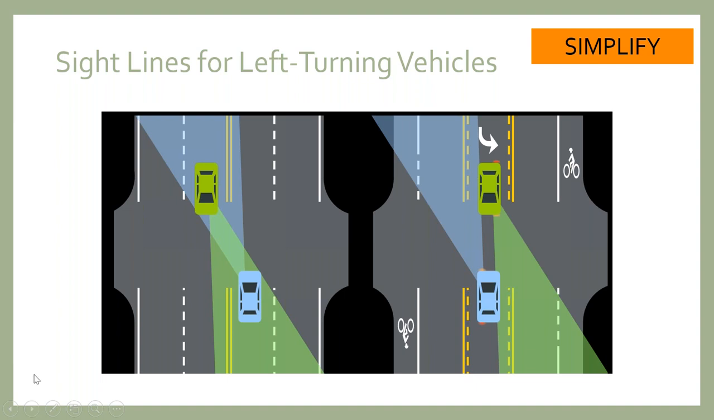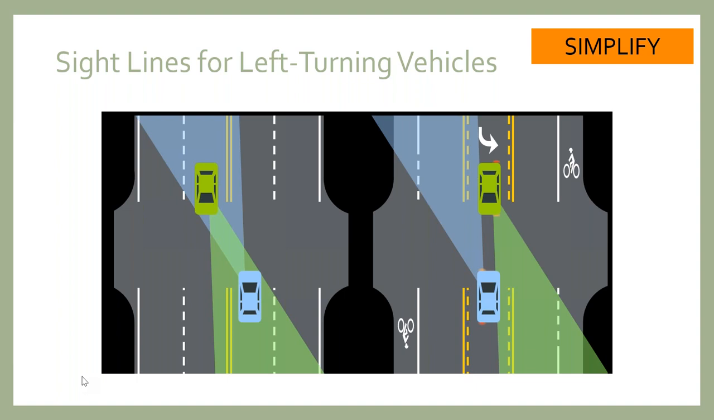And then the simplify, part of the simplify is the sight lines. And if we think about a driver wanting to make a left turn, and we mentioned that negative offset can block the view of oncoming traffic. Well, imagine that scenario of two vehicles, the blue car and the green car, both wanting to make a left turn at this minor intersection.